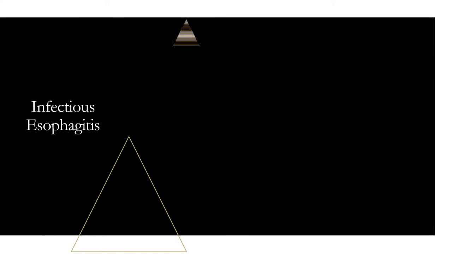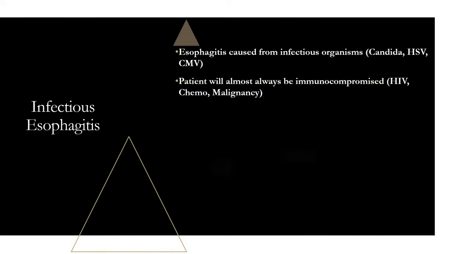So let's start with infectious esophagitis. Infectious esophagitis is caused by infectious organisms: Candida, HSV, CMV. Your patient with infectious esophagitis will almost always be immunocompromised. This is not something that you're commonly or really ever going to see in a healthy patient. These patients are going to have HIV, be undergoing chemo, have a malignancy, whatever it is, they're going to be immunocompromised. As far as the most common cause of infectious esophagitis, that's going to be Candida.